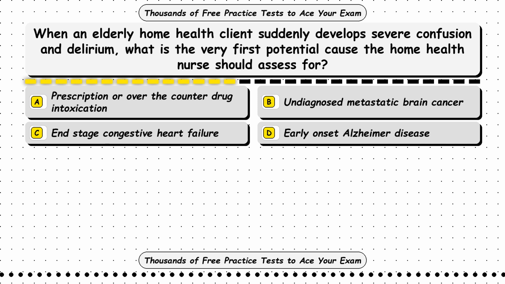Option A. Prescription or over-the-counter drug intoxication. Option B. Undiagnosed metastatic brain cancer. Option C. End-stage congestive heart failure. Option D. Early onset Alzheimer's disease.